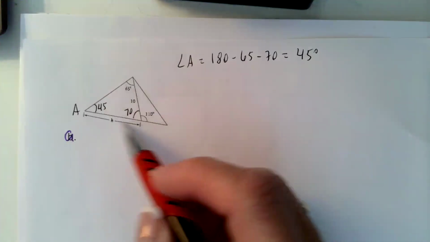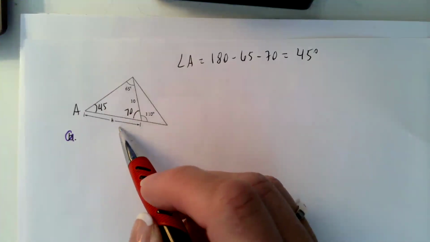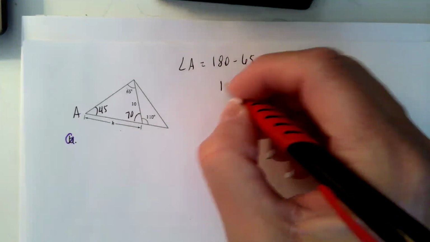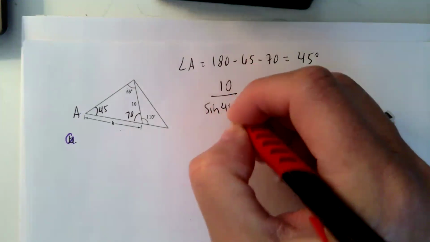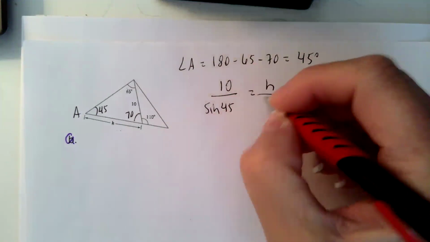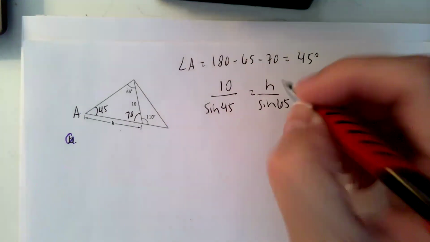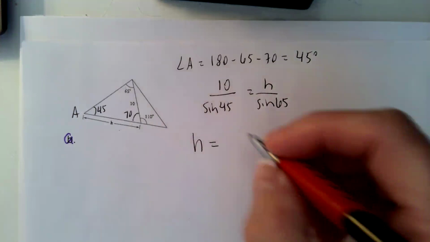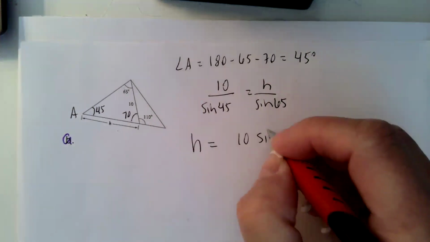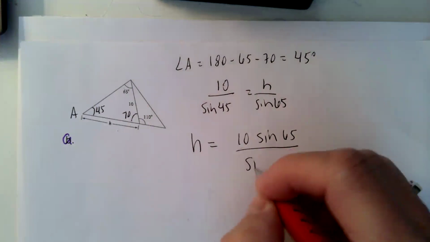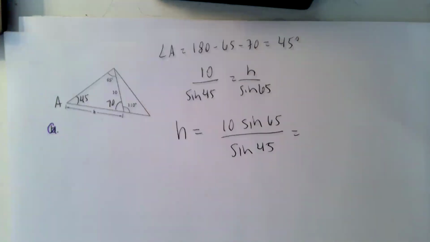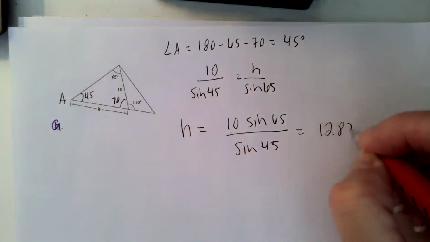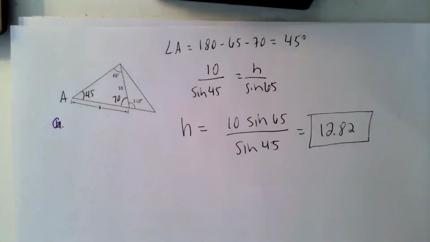And now that we know those three angles, we can find the length of H. Because we know 10 is to the sine of 45 as H is to the sine of 65. So H is 10 times the sine of 65 over the sine of 45. So side H is equal to 12.82 in the scientific calculator.